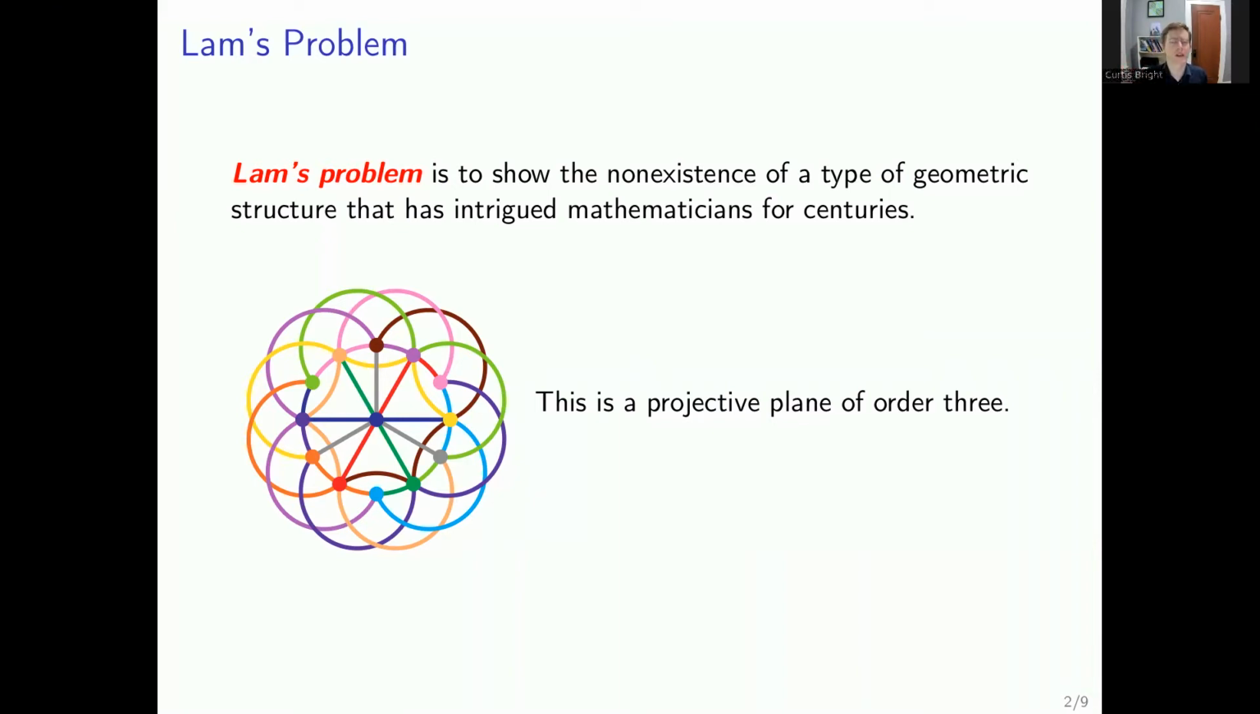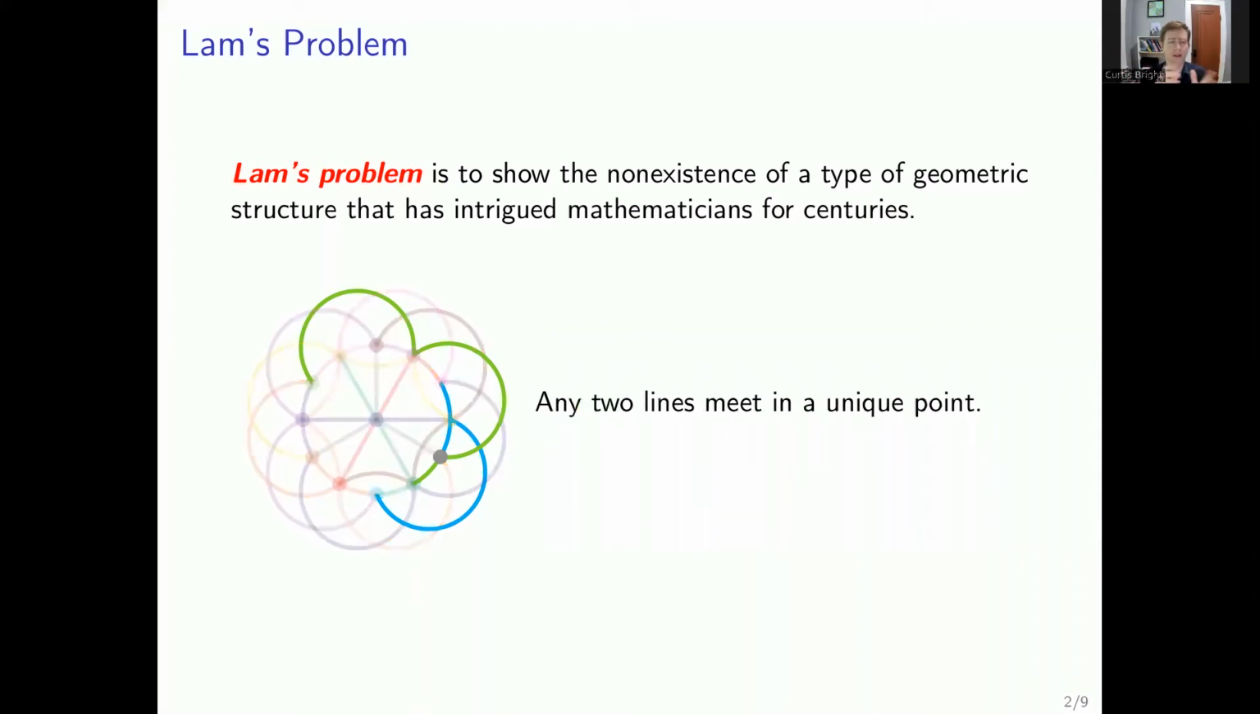I have a small example of what's known as a projective plane on the slide here. This projective plane has 13 points and 13 lines, and it's known as a projective plane of order 3. The interesting thing about projective planes is that if you take any two lines, such as the green line and the blue line I've highlighted, any two lines are going to meet at one and only one point. Here the point is represented by this gray dot.